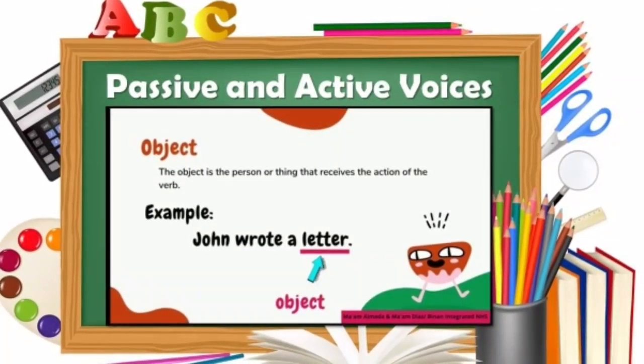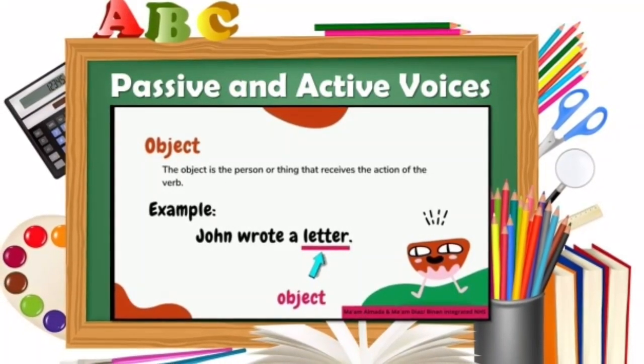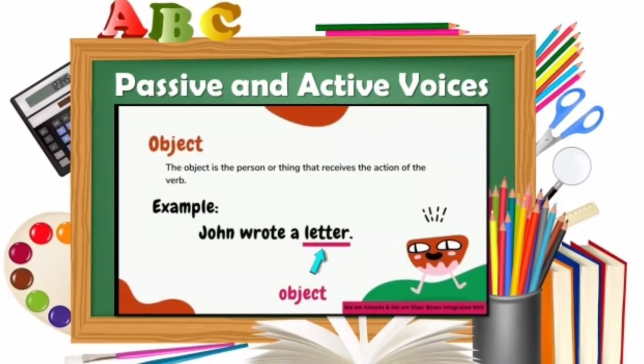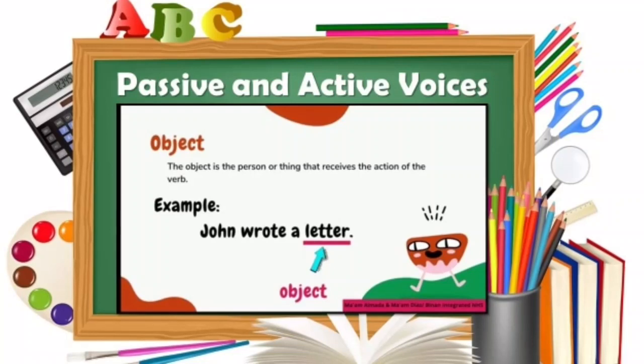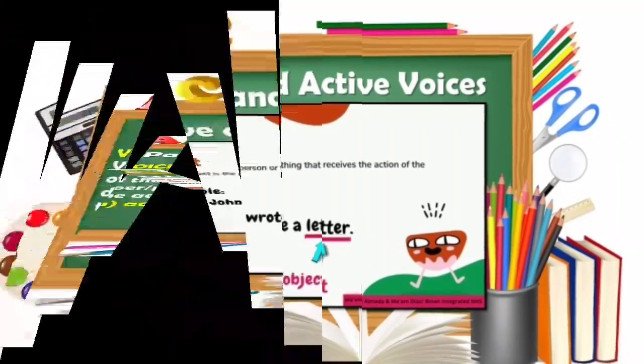The last one is object. The object is the person or thing that receives the action of the verb. Example, John wrote a letter. In this sentence, the object is letter.